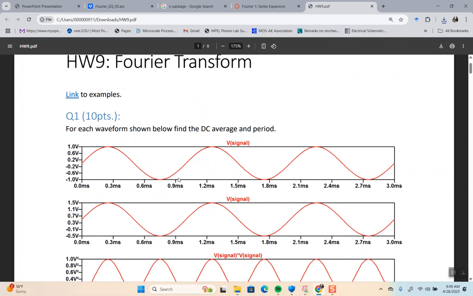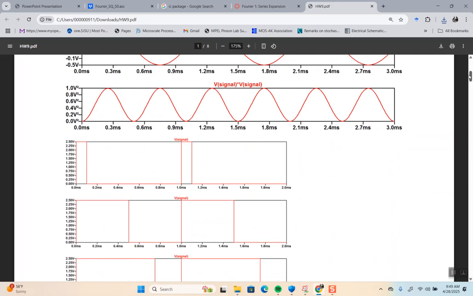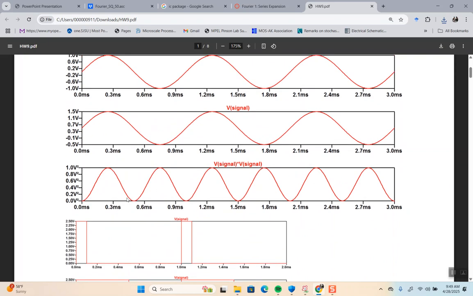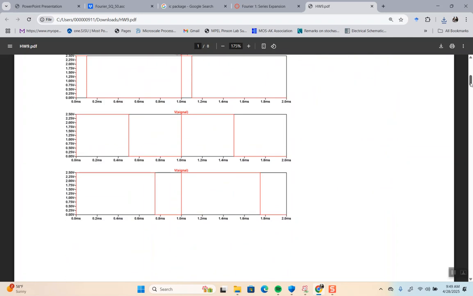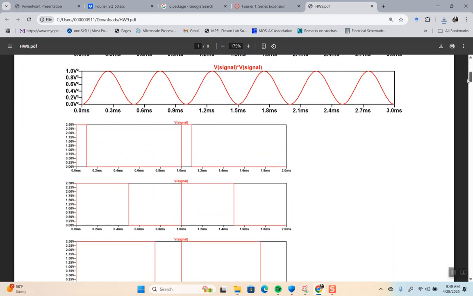Okay, the DC part, or the average, right? What's A naught? Zero. What's A naught? It looks like 0.5. Sure. Right. And then we did examples already of that.